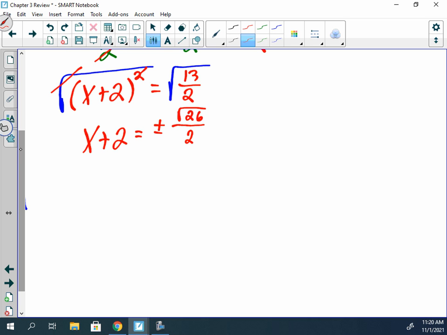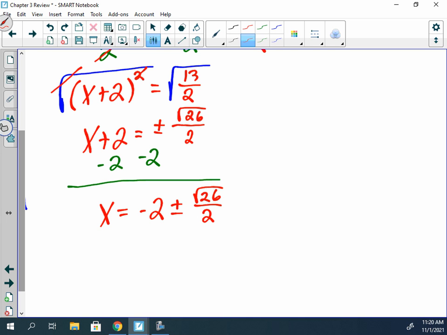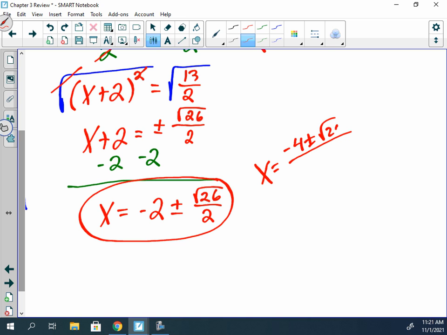Now the last part is that we still need to get x by itself, so we would subtract 2 from both sides, which tells us x is equal to negative 2 plus or minus the square root of 26 over 2. And I would take that as an answer. The other way that we could write it would be negative 4 plus or minus the square root of 26 all over 2. Because if we wanted it, we would just get them to have the same denominator. I will take either one of those.